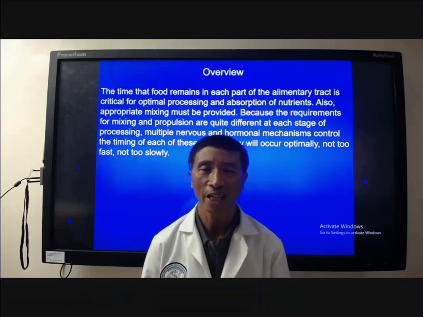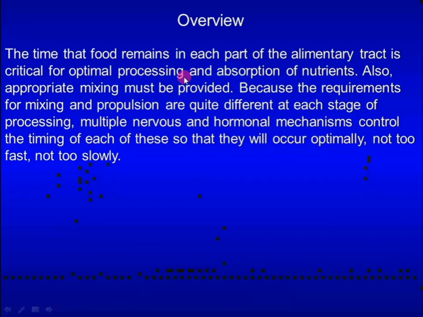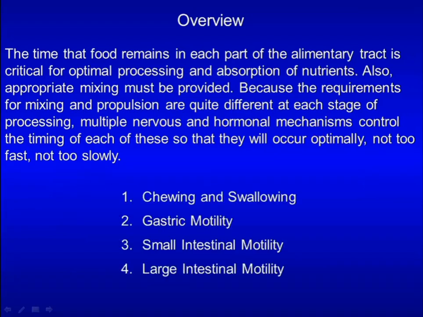This is the second lecture for GI physiology. We will look at mixing and propulsion of food in the gastrointestinal tract. These two processes are controlled by nervous and hormonal mechanisms. Today, we will cover 4 topics. First, we will look at chewing and swallowing.